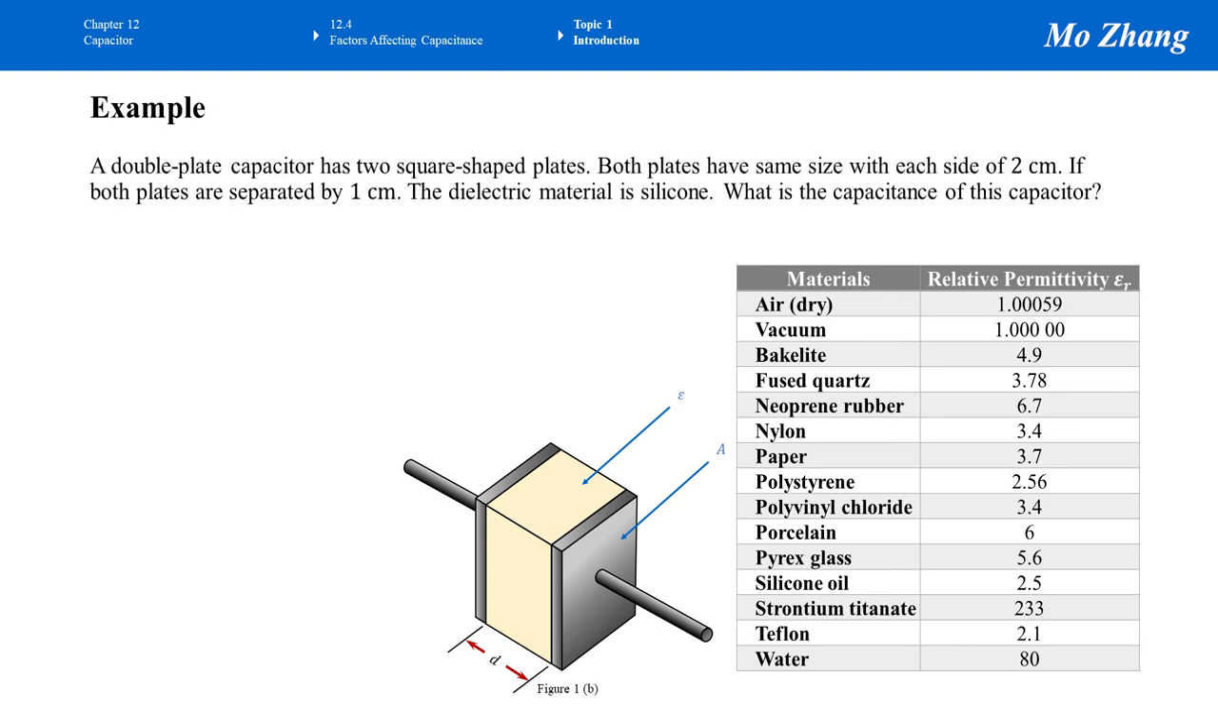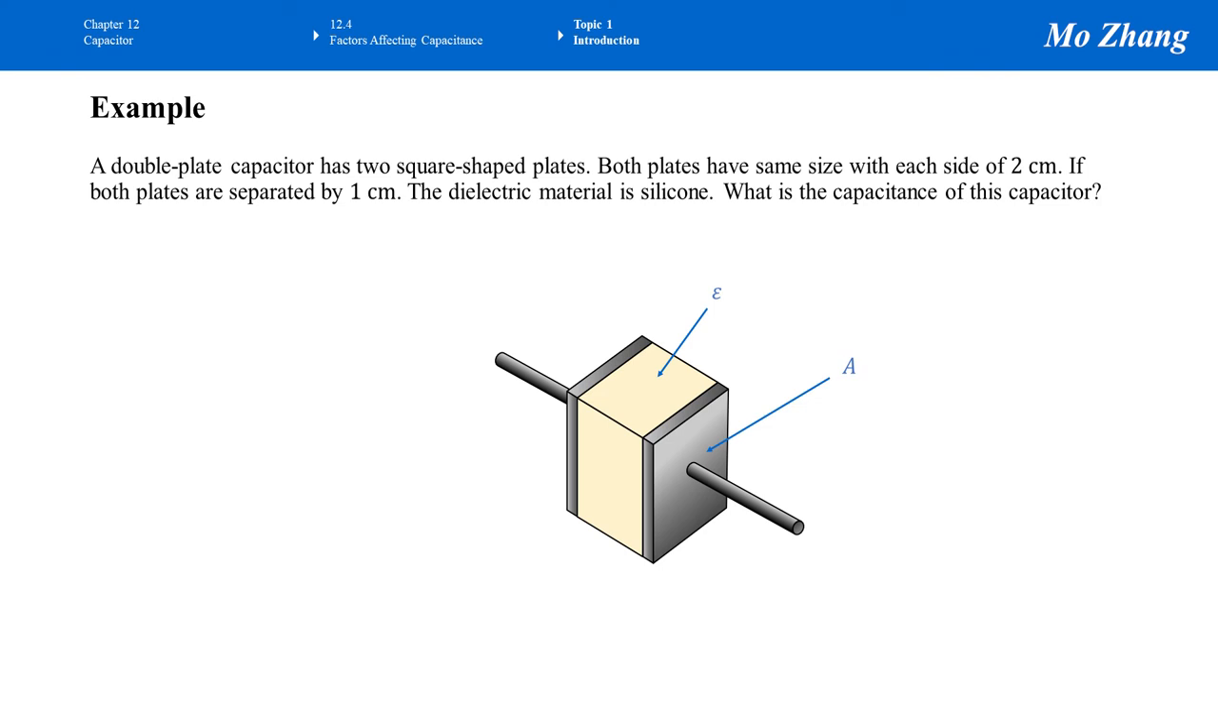Let's work on this example. A double plate capacitor has two square-shaped plates. Both plates have the same size, with each side of 2 cm. If both plates are separated by 1 cm and the dielectric material is silicon, what is the capacitance of this capacitor?